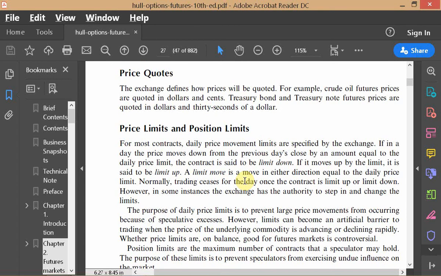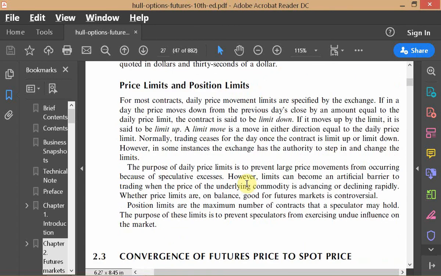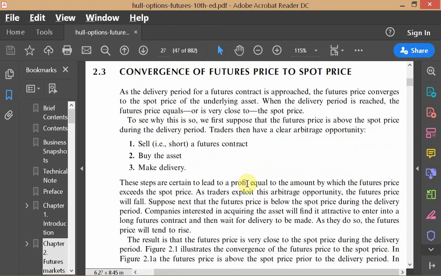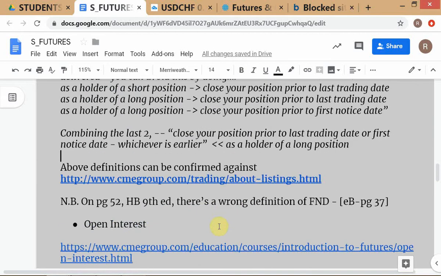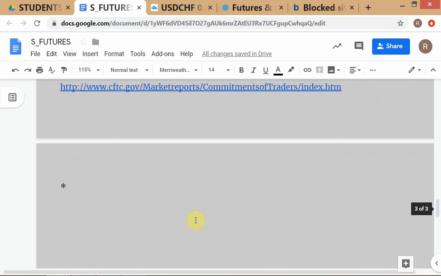Price quotes, price limits, position limits, we already discussed all this. Okay, this is the point that we did not discuss yesterday. Just read this here. Convergence of futures to spot price. This difference is called the difference between this, there's a term which is not mentioned in the book, which we'll discuss here. I'm just going to write it in your futures notes.